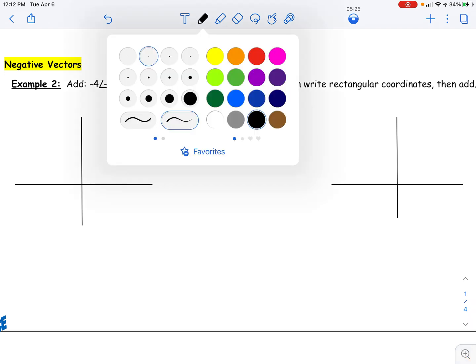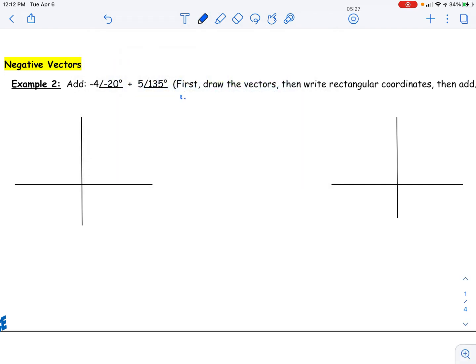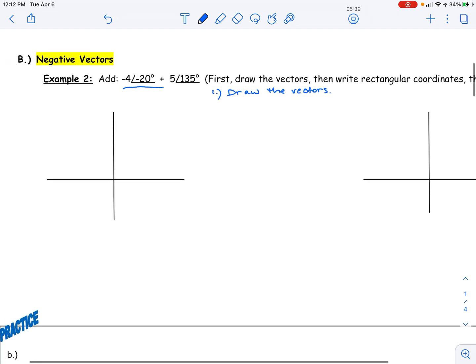So the first thing we do, and I'm gonna write in blue so they stand out a little bit better, is we're gonna draw the vectors. All right, so we have our first one here, -4 at a -20. Let's see where that's gonna land us. -20 means it's gonna be down in this fourth quadrant.